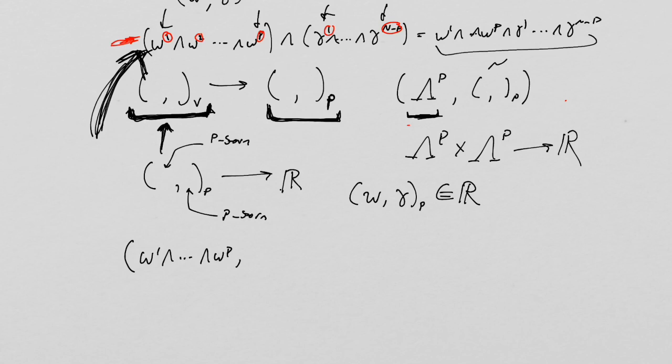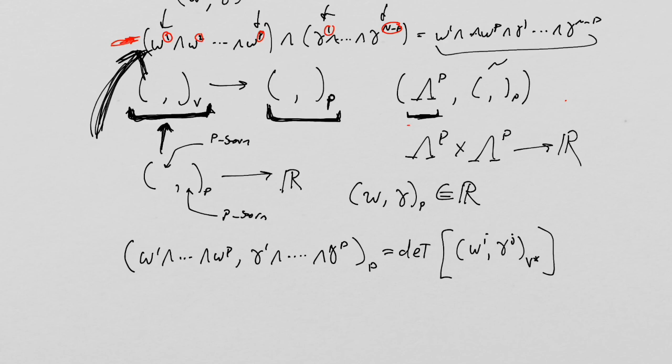omega p and gamma 1 wedge ... gamma p, that inner product is the determinant of the matrix of inner products on V of omega i, gamma j in V star. Remember, so that's a good point. This is a good time to show this.